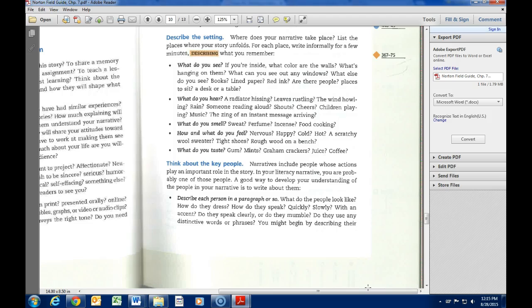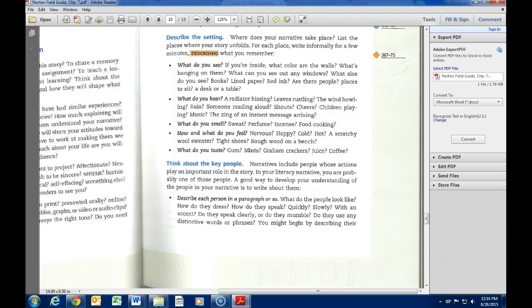What did you see? What did it smell like? If you're inside, what color are the walls? What's hanging on them? What can you see out the windows? What else do you see? Are there books, lined paper? What do you hear? What do you smell? If you had a particular teacher, as I did, who had a particularly strong cologne, I could still smell Mr. Felsenfeld's cologne from 5th grade. Describe that. How and what do you feel? Are you nervous? Are you happy? What do you taste? I hope you're not licking the desk, but think about the people.